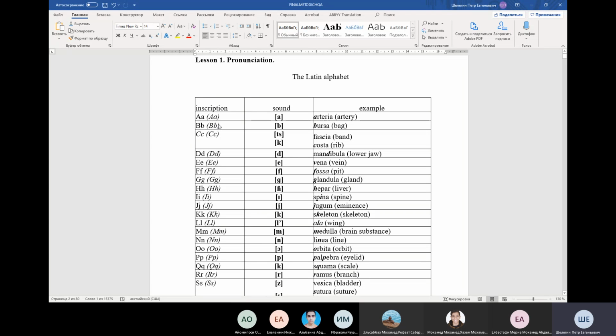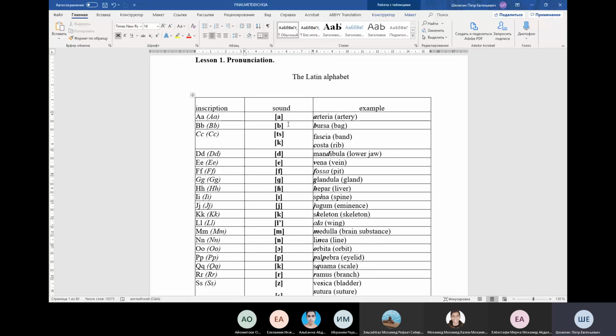The first one is B. Pronouncing like b, it has no special rules of pronunciation. It's just a b. For example, we have a bag which is pronounced like a bursa. Bursa. Correct.